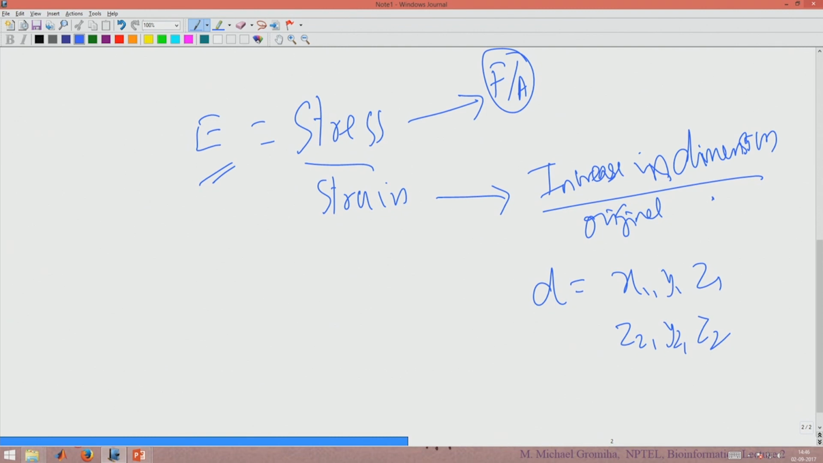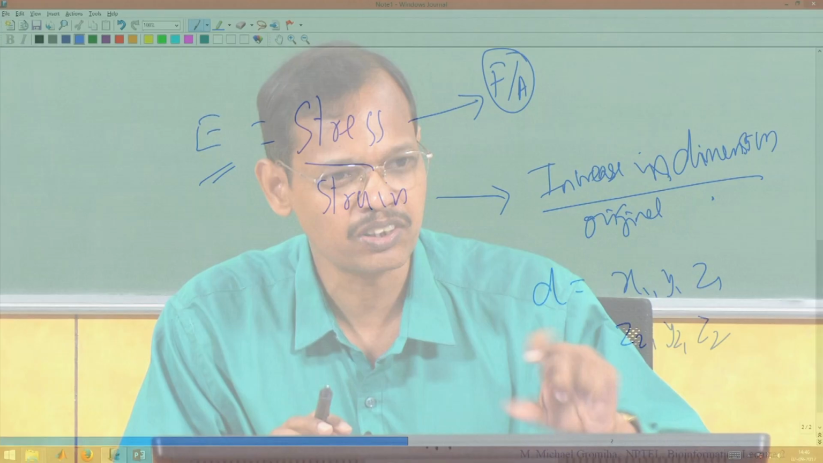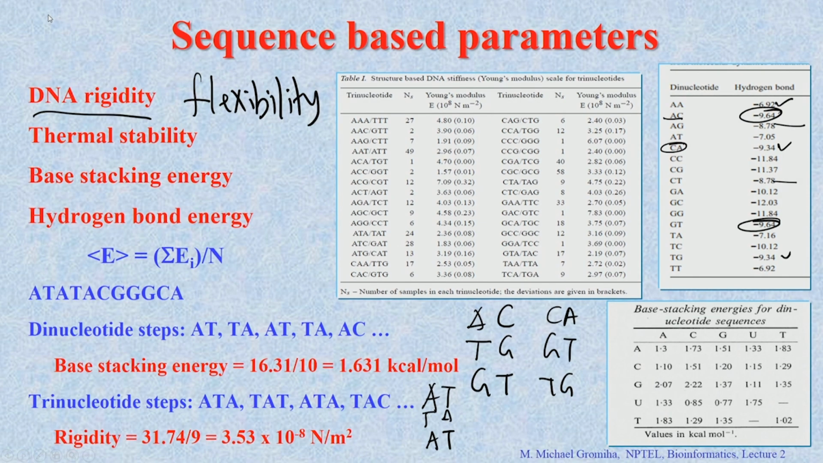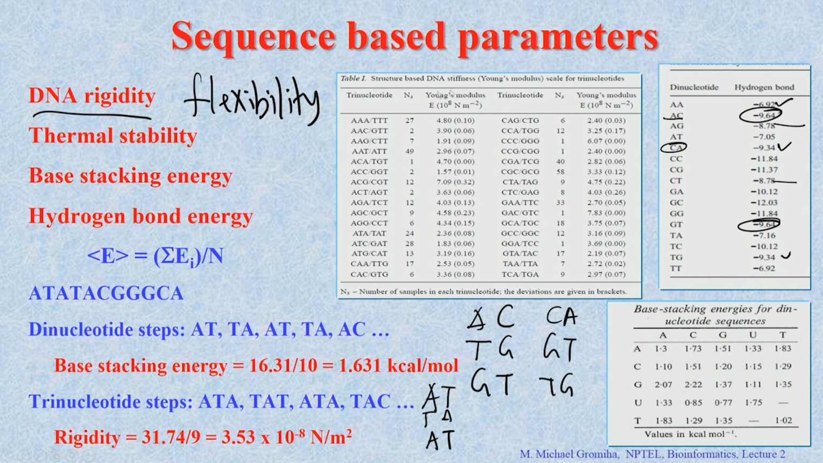Based on that, for all the different types of trinucleotides, you can calculate the Young's modulus. This is the inverse of flexibility, this will give you the rigidity. So this is how we get this data. We take the set of nucleotide structures available in the data bank and cut them into trinucleotides and get the dimension, how they change in the distance, and we convert these values to calculate the strain, and stress we know. So stress by strain is the Young's modulus. So we know the values of the Young's modulus, that is Newton per meter square, these are the values.